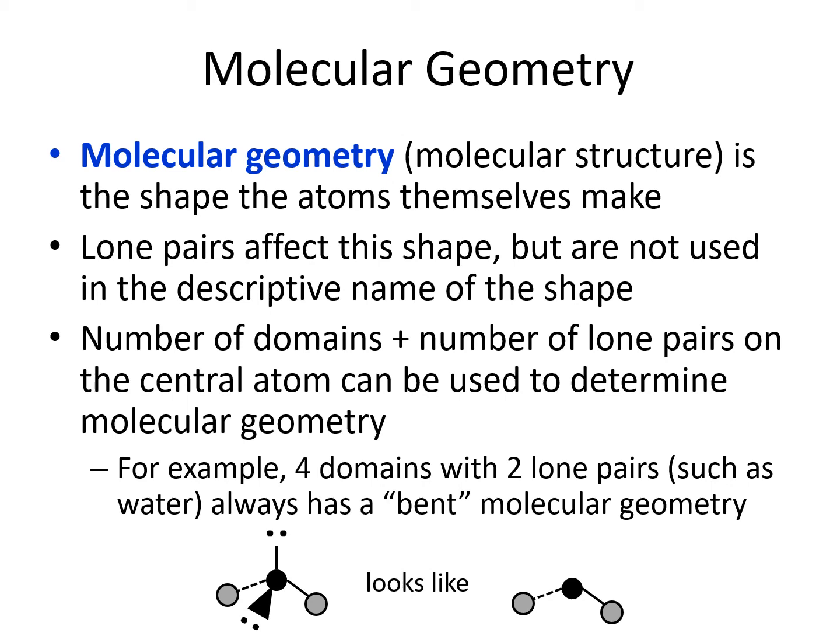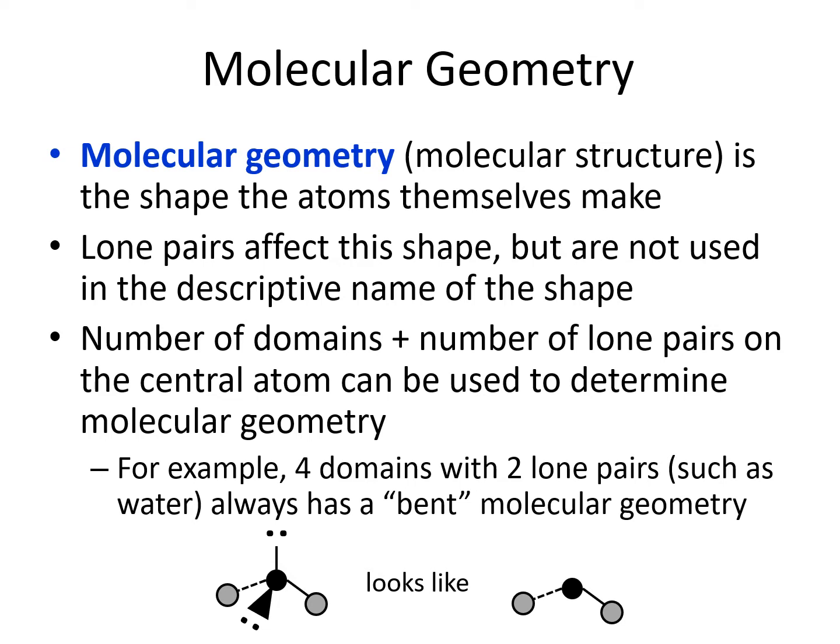Electron domain geometry tells us the shape the electron domains make in a molecule. This will determine the bond angles in the molecule. Remember, though, that electron domains could be single bonds, double bonds, triple bonds, or lone pairs. When it's a lone pair, there is no terminal atom attached.